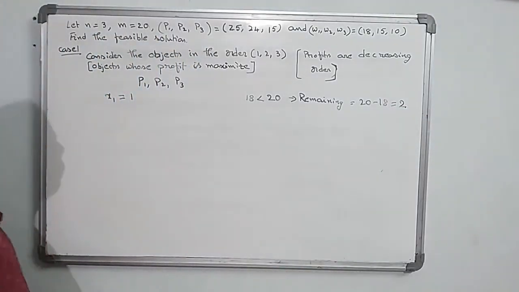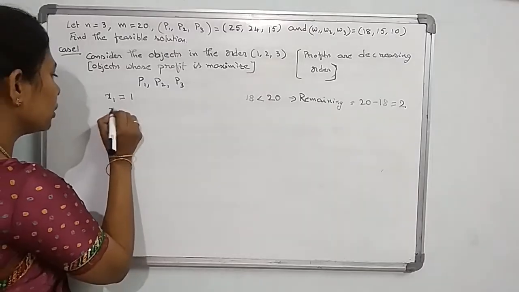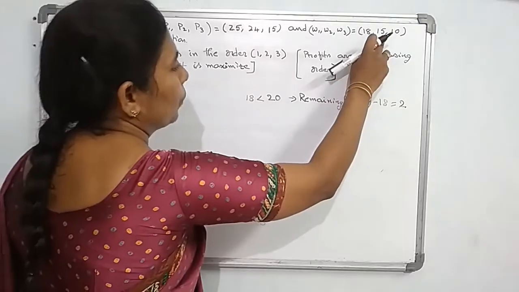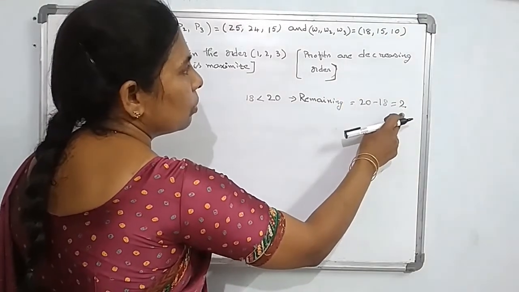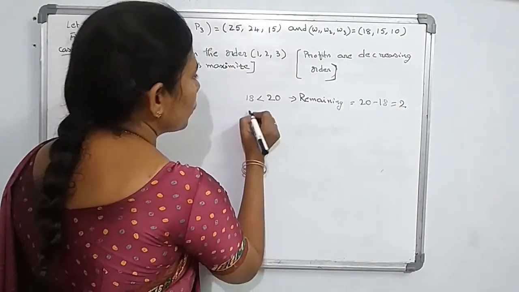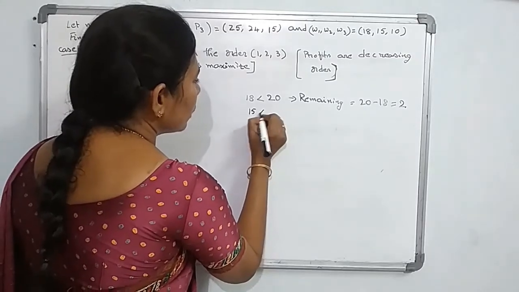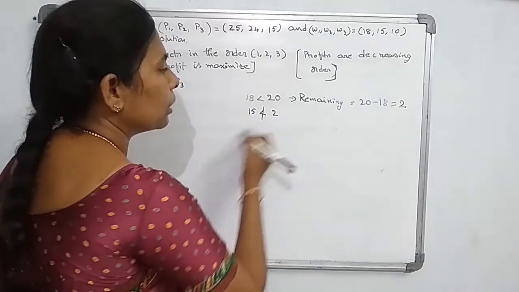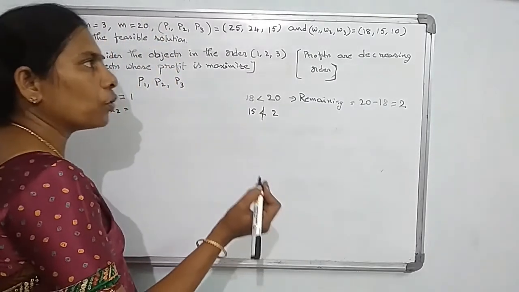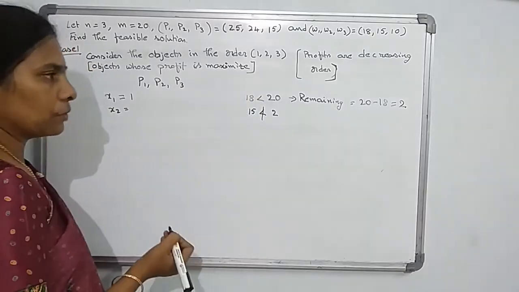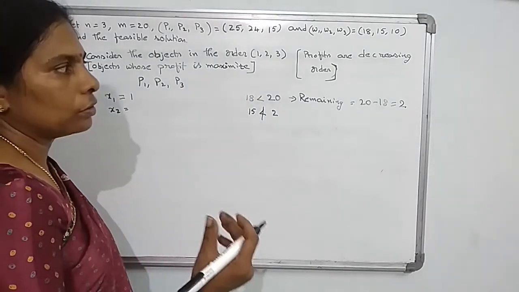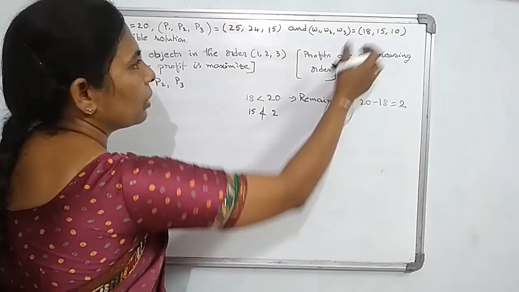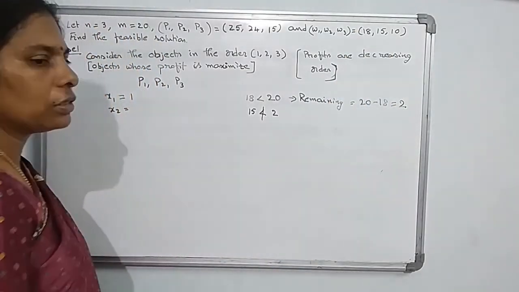Okay, next you take the next one, and calculate the x2 value. The weight of the second object is 15, but the remaining balance is 2. 15 is not less than 2; it is greater than 2. So in that case you cannot put the entire object into the knapsack, so you take a fraction. The remaining balance is 2 only, but the weight W2 is 15.